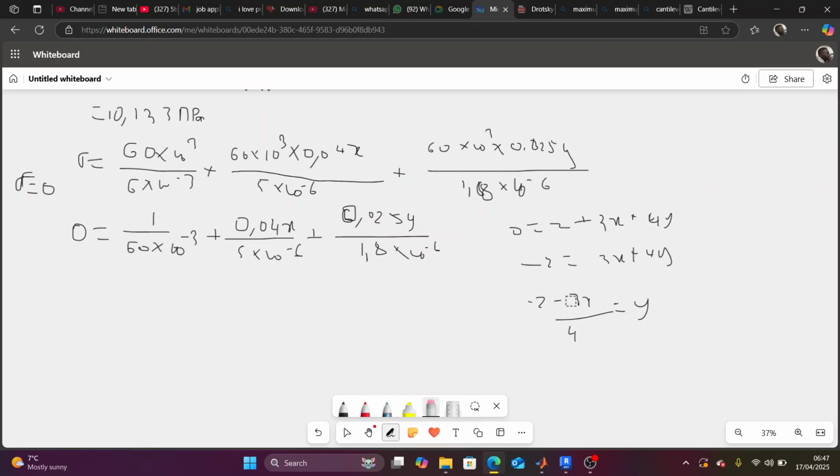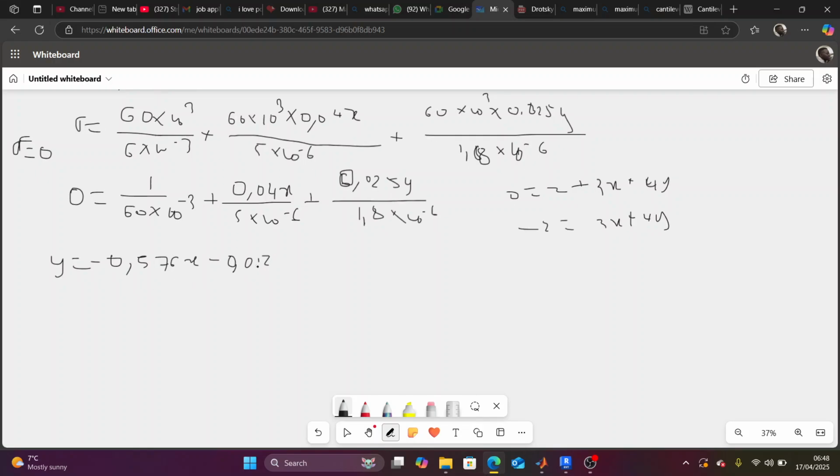I'm just going to go through it quickly because I want the video to be short. If you do it for this instance here, you'll find out that y will be equal to minus 0.576x minus 0.012. Now, how do you find the position of the neutral axis? This is a mathematical expression. If you know this, y is equal to ax plus b, it is an equation of the line.